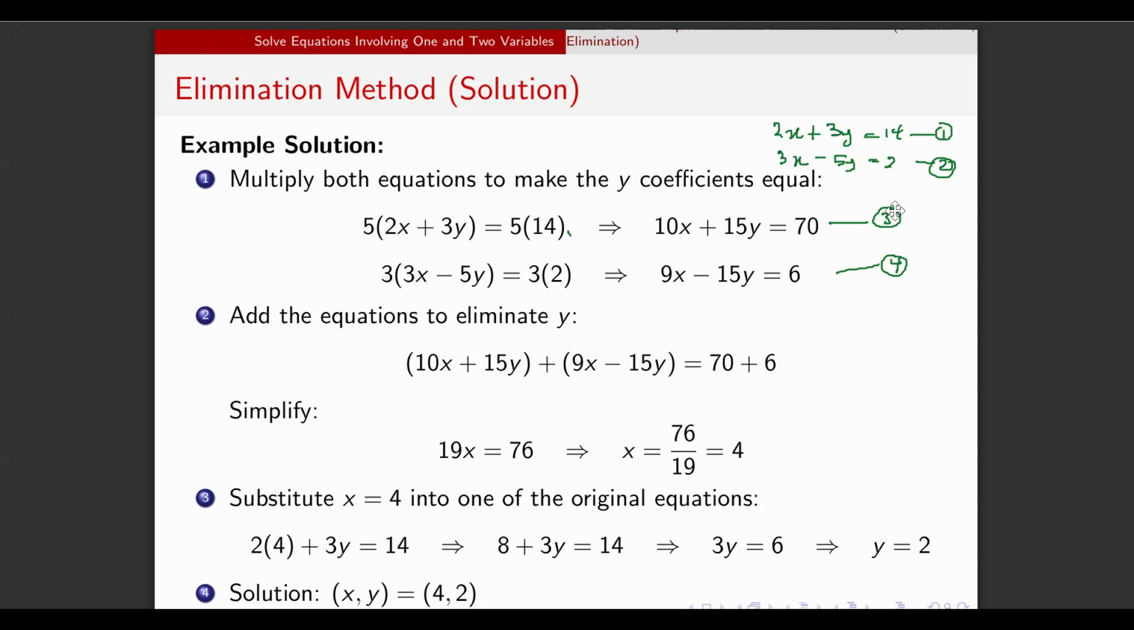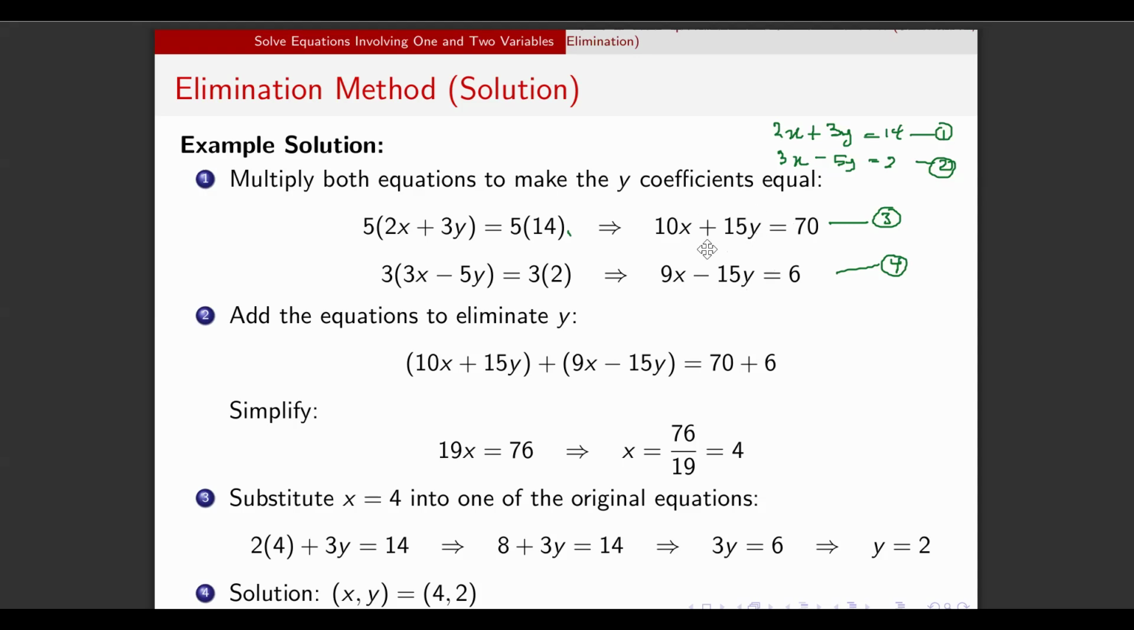I have two new sets of equations. I have 10x plus 15y equals 70, and 9x minus 15y equals 6. Now, the next step is to eliminate the one that has the same coefficient, which is y. Equation 3 has positive 15y, equation 4 has minus 15y. Once they have the same number as coefficients, I can eliminate the variable y.